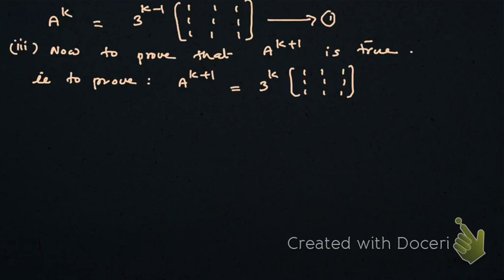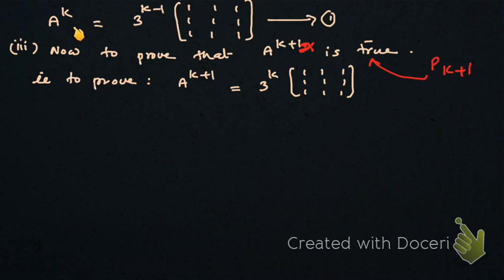Small correction here. I said, now to prove that A raised to k plus 1 is true. That's not the correct statement. What I have to do is prove that Pk plus 1 is true. So what I should have written was, now to prove that Pk plus 1 is true, not A raised to k plus 1. Which means the result is true for the very next integer k plus 1.